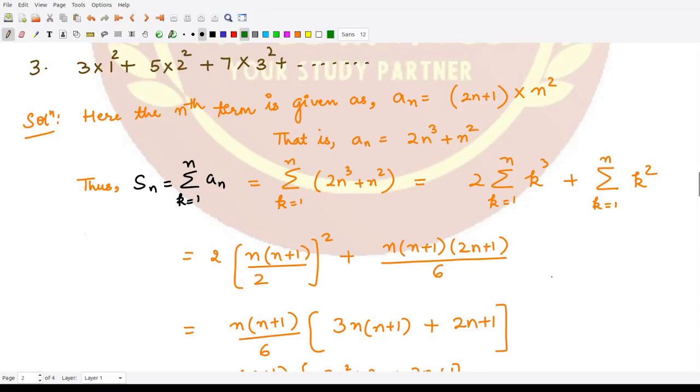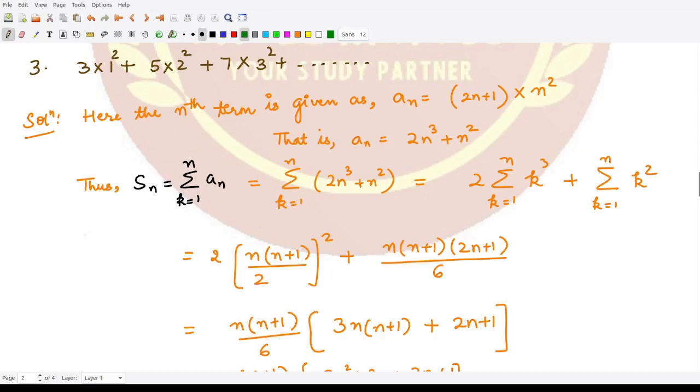In this video, we'll be solving question 3 from exercise 9.4. So here the question is we need to find the sum up to first n terms of the given series. The series is given to be 3 into 1 square plus 5 into 2 square plus 7 into 3 square and so on. Right? So here notice that it is not an AP, this is not a GP.